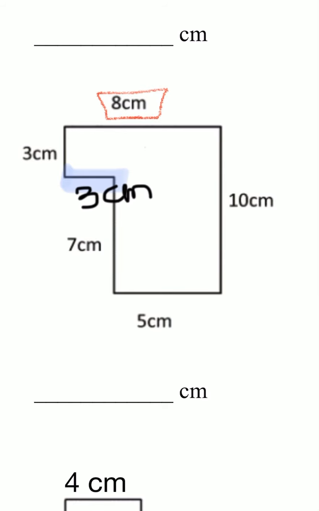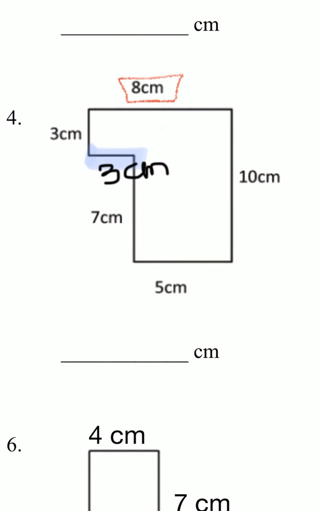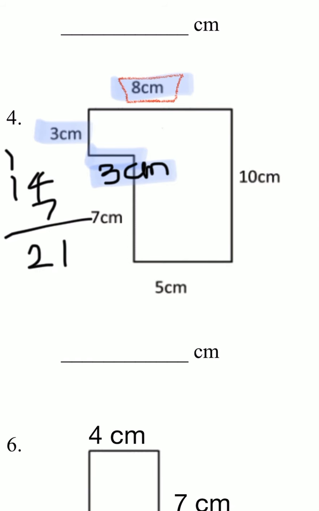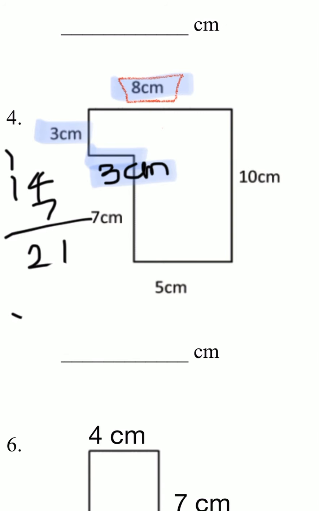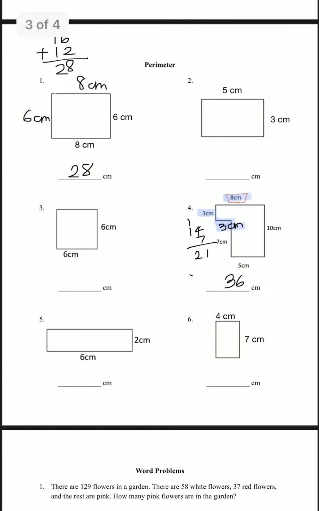So now we're going to add all the sides. 8 plus 3 is 11. Plus 3 is 14. 14 plus 7. 4 plus 7 is 11. So 1 plus 5 is 6, and the 2 comes down. And now the 10 is going to be added. So we have 36. So the answer is 36.